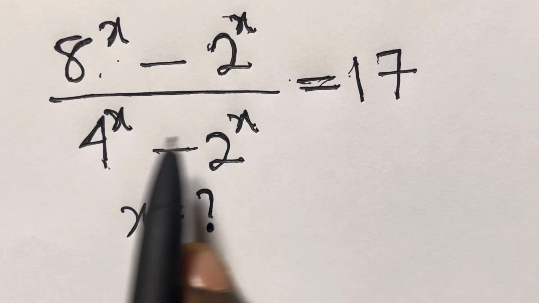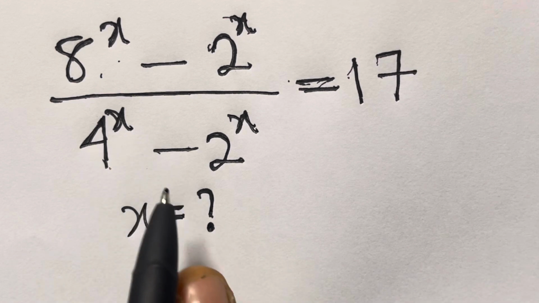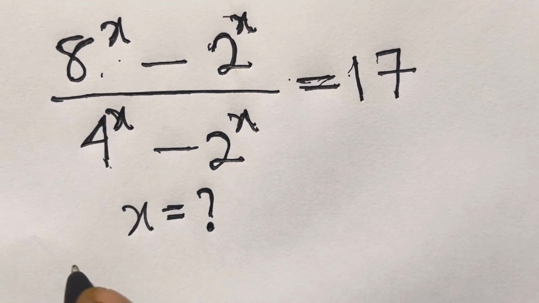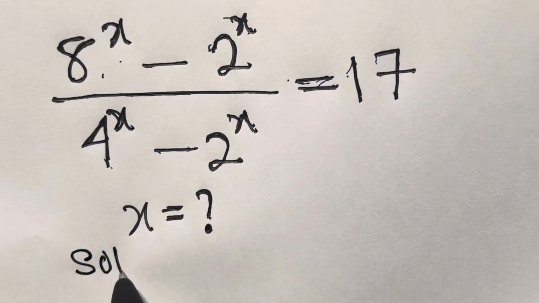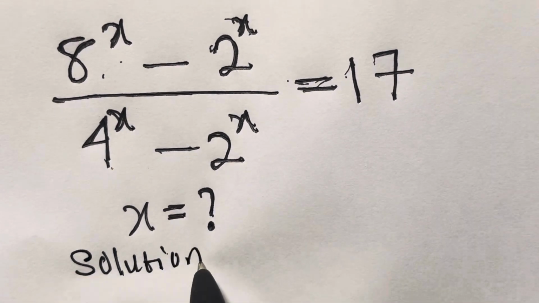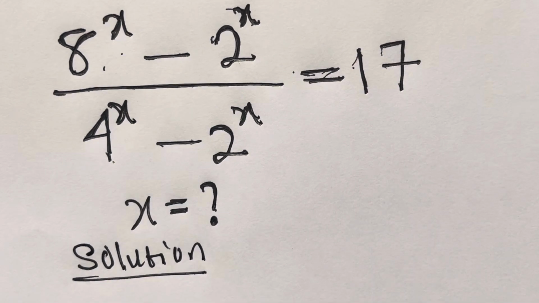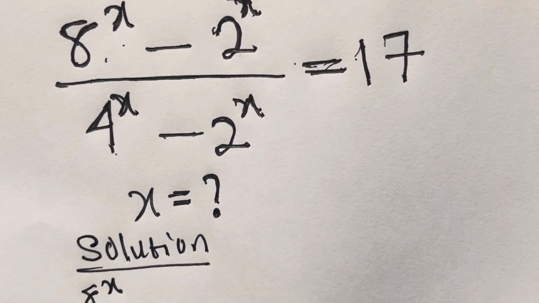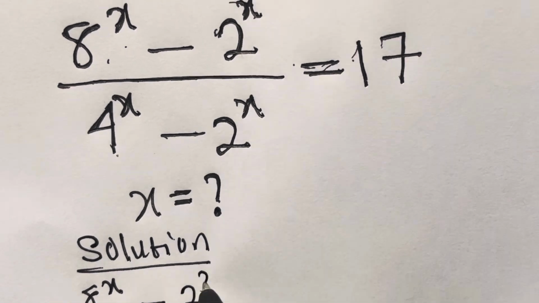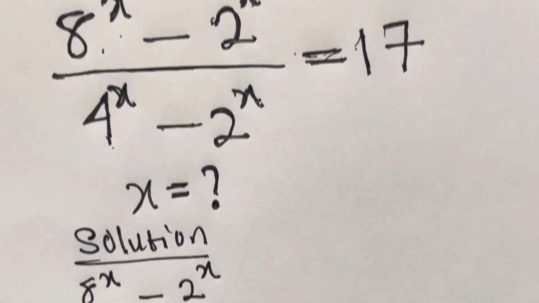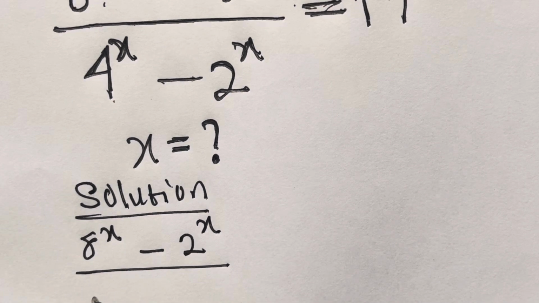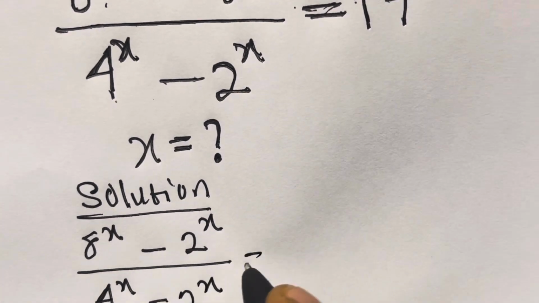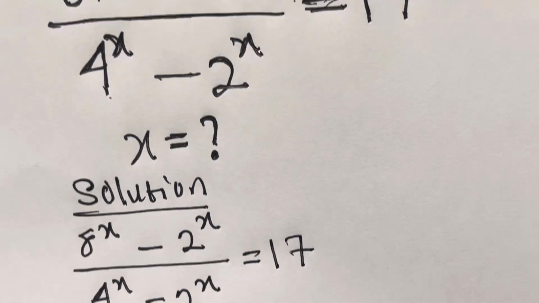We want to solve for x in (8 raised to power x minus 2 raised to power x) divided by (4 raised to power x minus 2 raised to power x) equals 17. Let's see the solution. We have 8 raised to power x minus 2 raised to power x divided by 4 raised to power x minus 2 raised to power x equals 17.